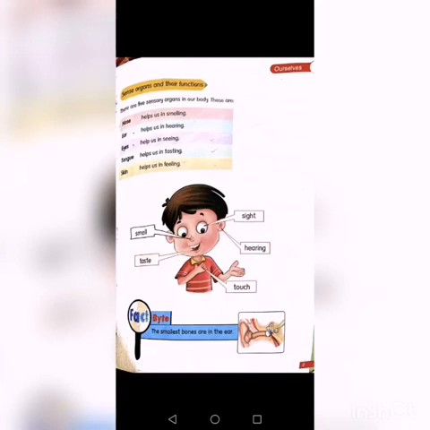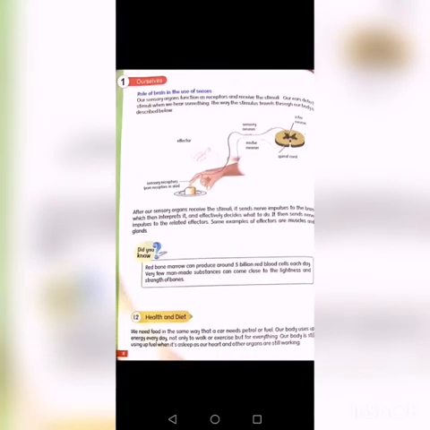These are nose, and nose helps us in smelling. Ear, ear helps us in hearing. Eyes help us in seeing. Tongue helps us in tasting, and last one is skin, and skin helps us in feeling, as you can see in picture. So students, move to page number 6.